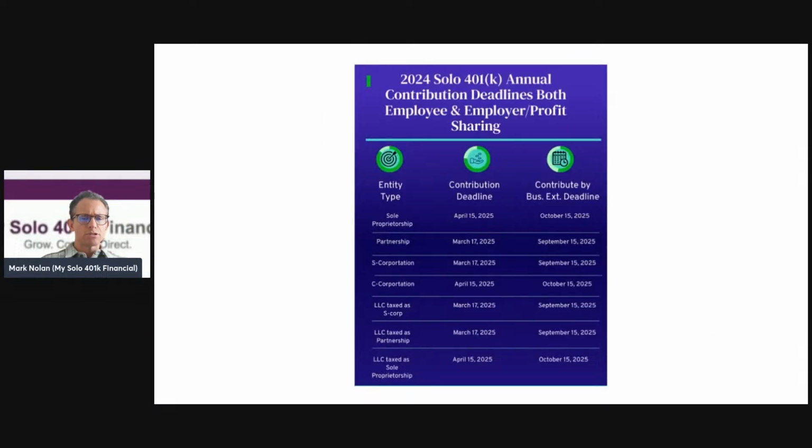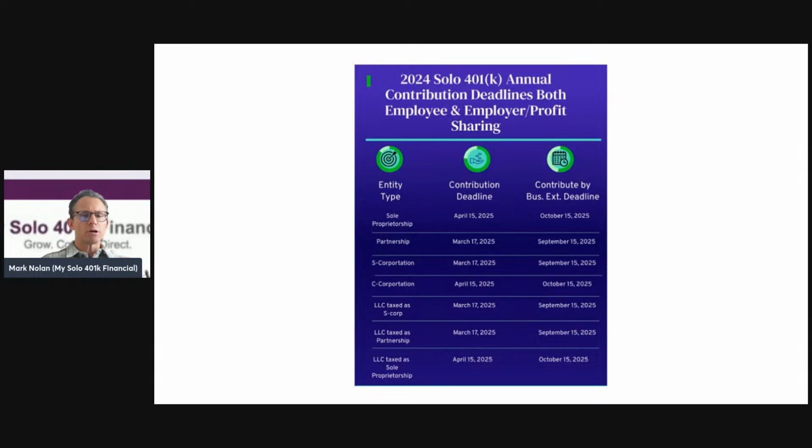So contribution deadlines, I should say. There's a good slide for the 2024 employee and employer contribution deadlines. If you have a solo 401k plan already, then you have plenty of time to make employee and employer contributions here in 2025 for 2024. And this slide breaks down each entity type.